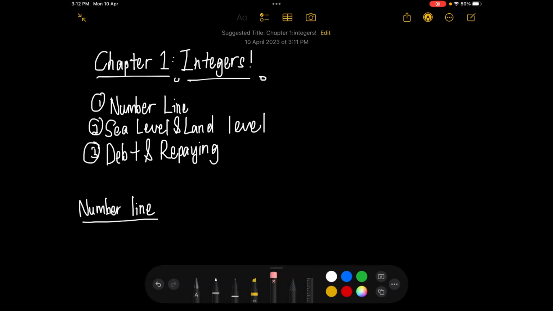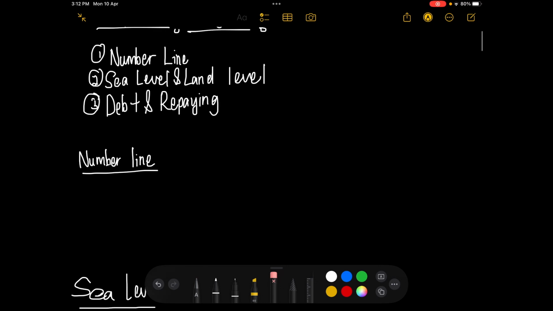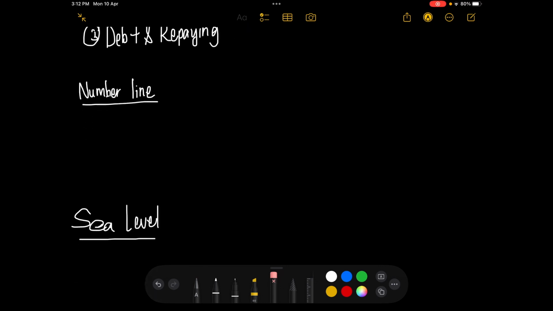Now we are going to focus on the numbers below 0, the numbers with negative symbol in front of it. There are three ways to understand the concept of negative numbers. They are number line, sea level and land level, and also debt and repaying. Now I'm going to go through the methods one by one and choose whichever one that helps you understand the best. Right, let's begin. First one is number line.